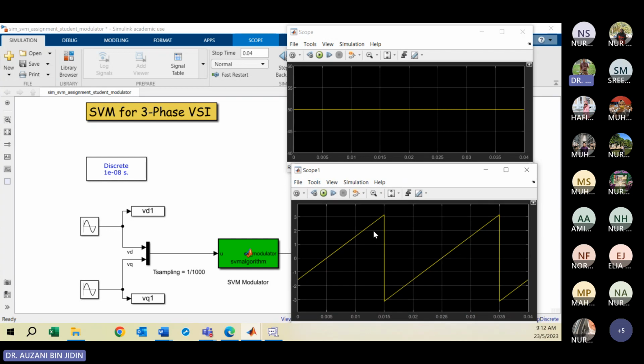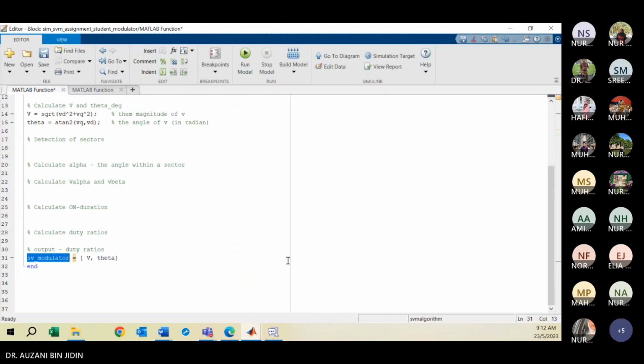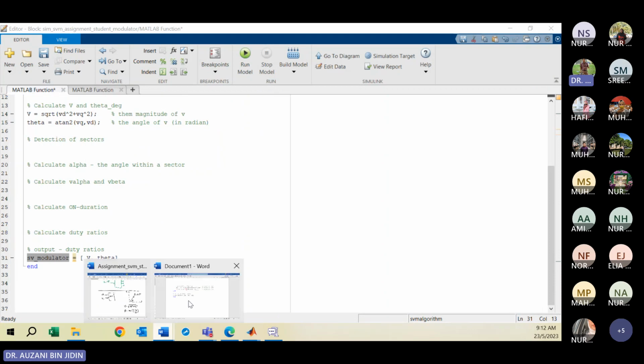Okay, so you can notice here your angle varies from pi to minus pi. So that means the angle is in radians. It's not in degrees. So how to get the angle in degrees? You need to do the conversion from radian to degrees. How to convert from radian to degrees?